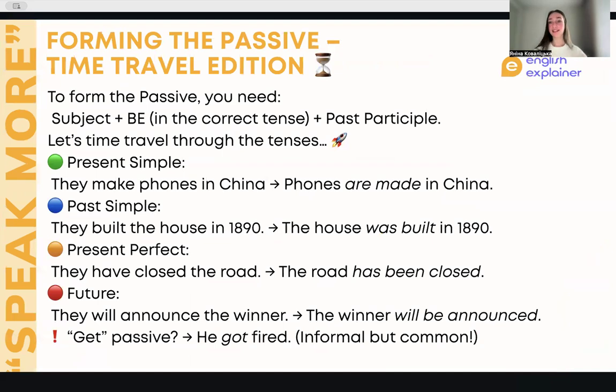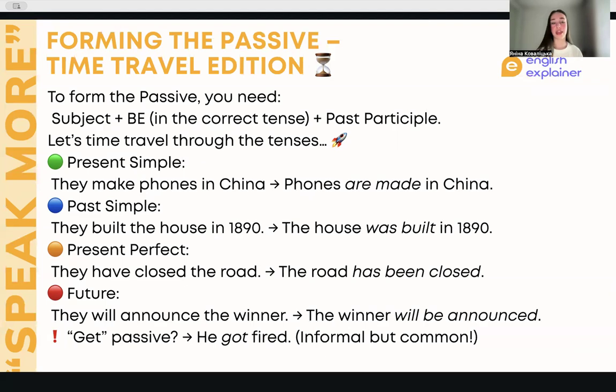Forming the passive. Time travel edition. To form the passive, you need subject plus be in the correct tense plus past participle. Let's time travel through the tenses. Present simple. They make phones in China. But the result is phones are made in China.